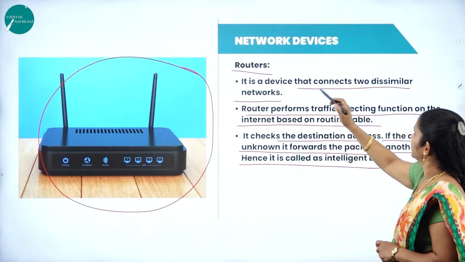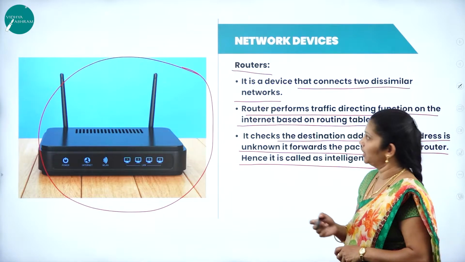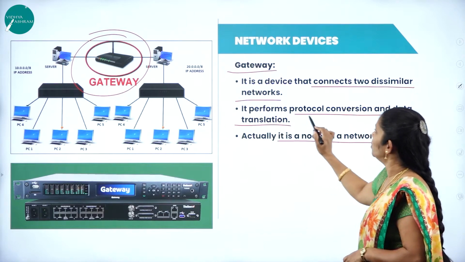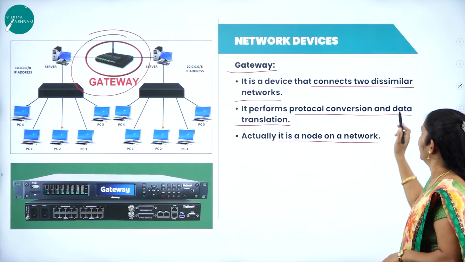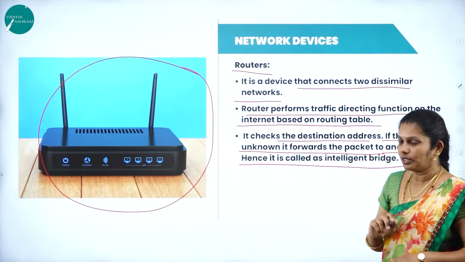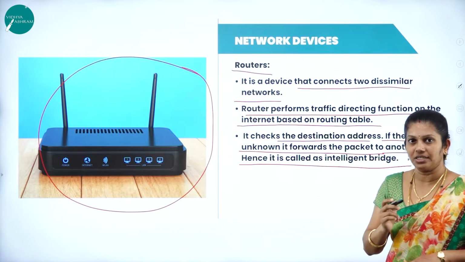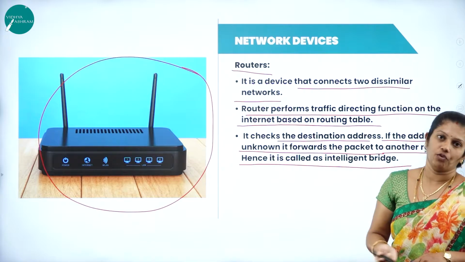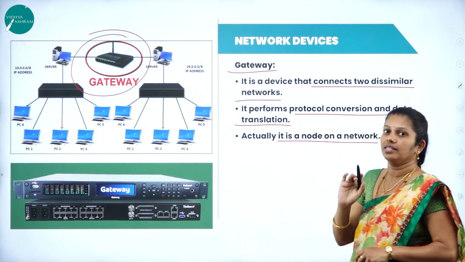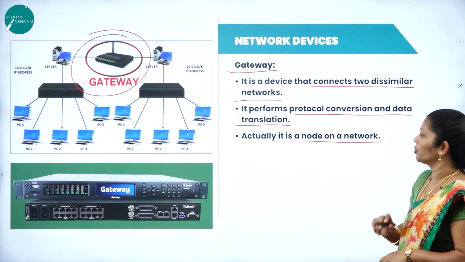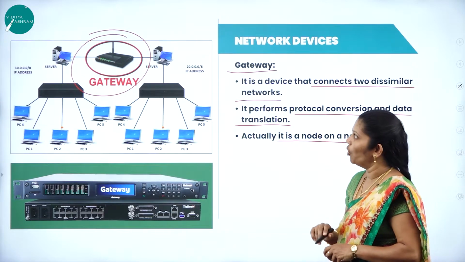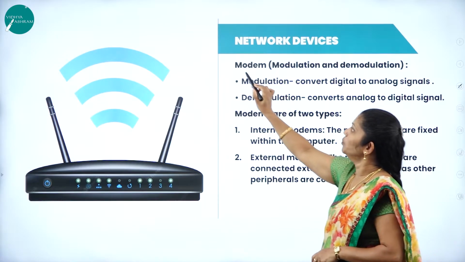Whereas if you observe the router, there also it will connect dissimilar networks. But here it performs protocol conversion and data translation. Whereas in the previous case, that is the router, what happens? It checks the destination address. If it does not match, then it will forward the packet to the next node. Whereas here, it will not check for any destination address. It performs protocol conversion and data translation operations. Mainly it will perform that.